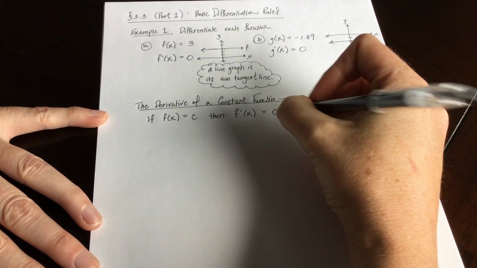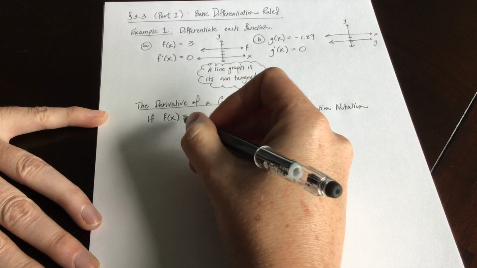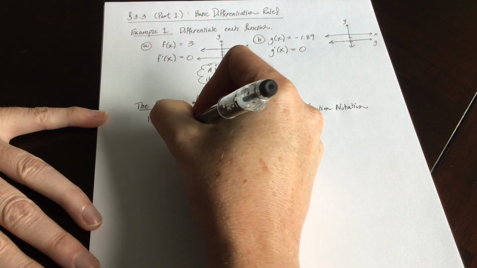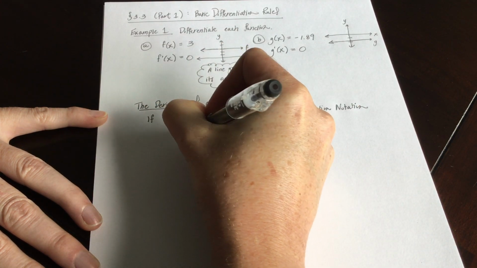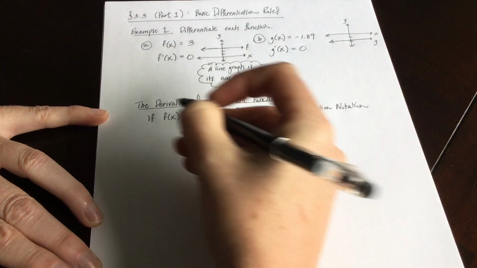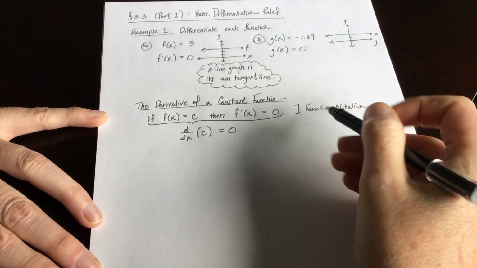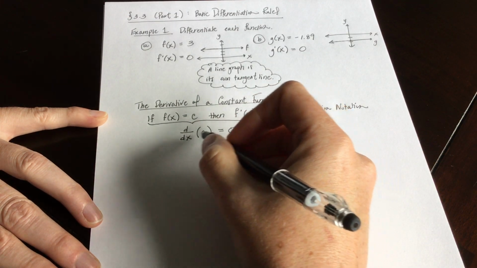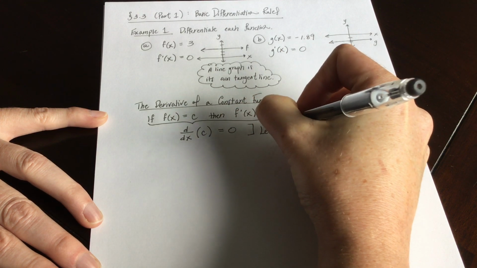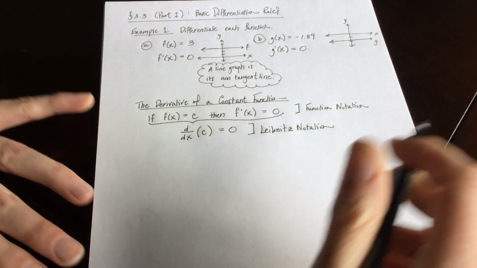In this lesson, I'm supposed to also introduce you to something called Leibniz notation. To say this entire sentence using Leibniz notation, you would say the derivative with respect to x of a constant is 0. So just to make sure that we're clear, this entire statement is what it takes in function notation, and its equivalent in Leibniz notation is this short statement right here.